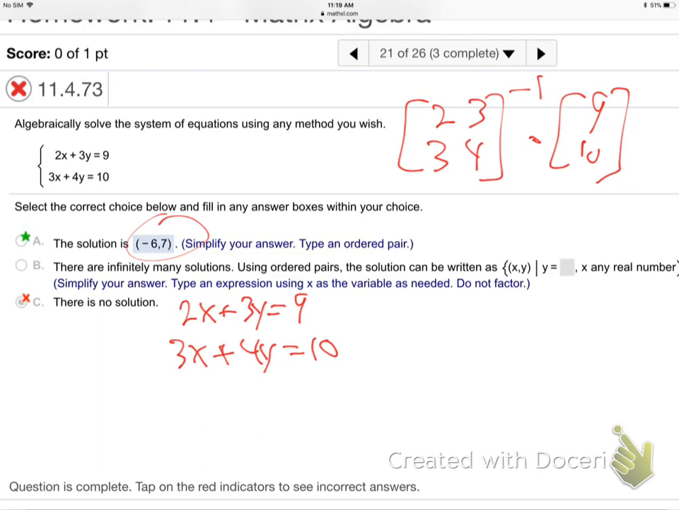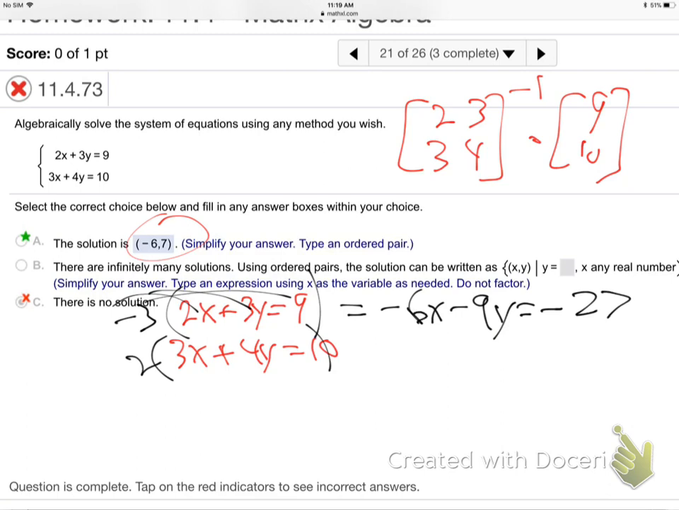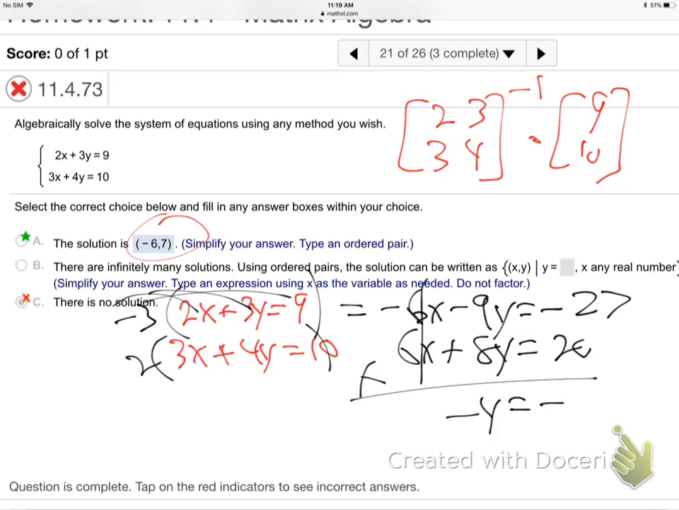Or you could make this negative 6 and this positive 6 and add them up. Get those to cancel. The by hand method, we did some of that before. Multiply through by negative 3, multiply through by 2, boom, boom, boom. Remember from algebra, minus 6, minus 9y, minus 27. And this will be 6x plus 8y, 20. Add them up. These cancel. Minus y is minus 7, y is 7. So I already got the 7. Plug in, you'll get x.